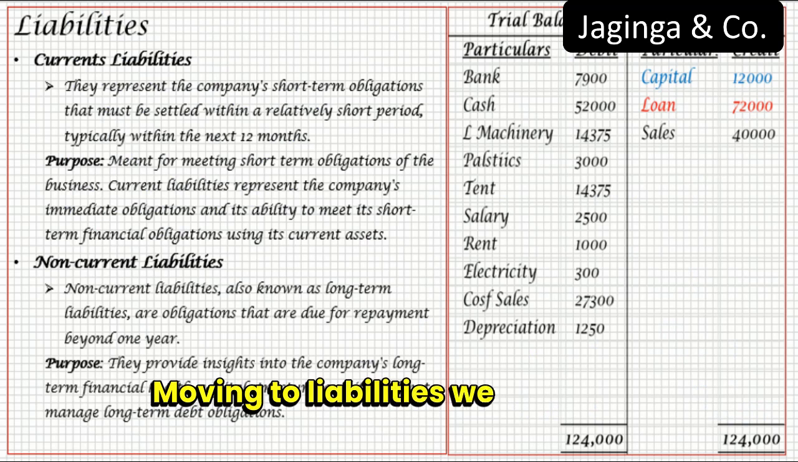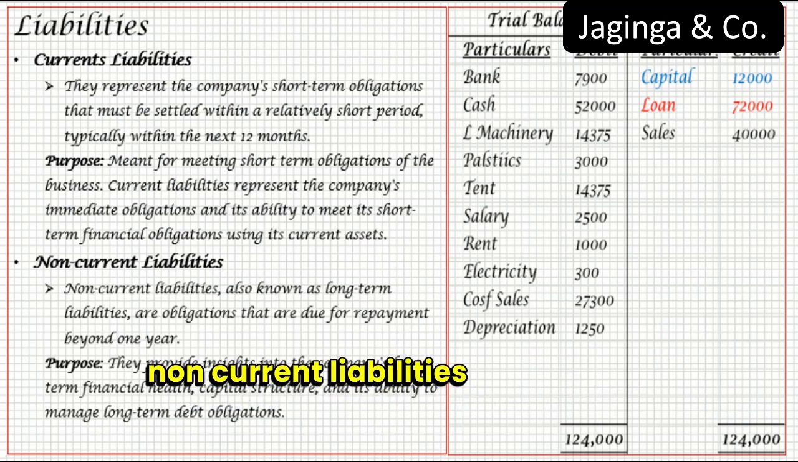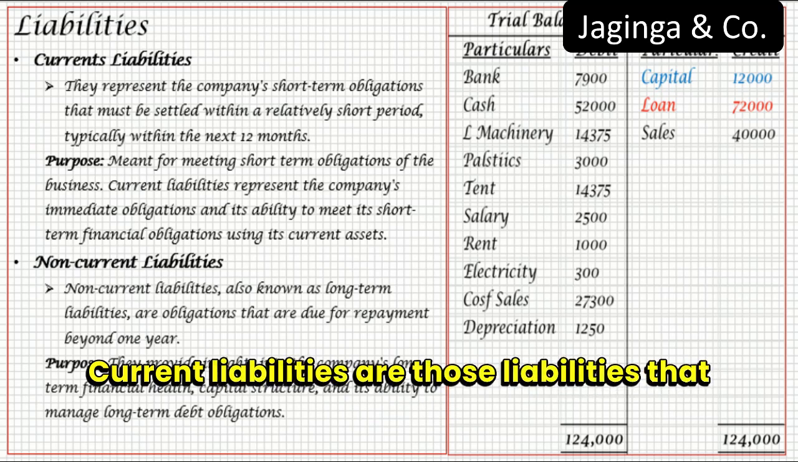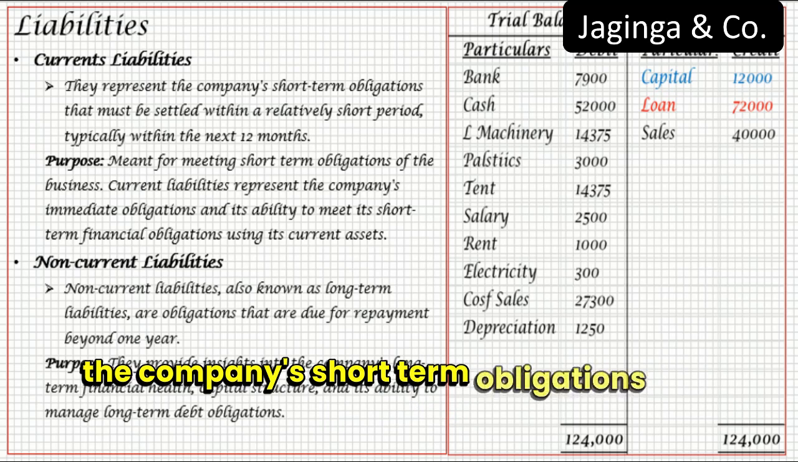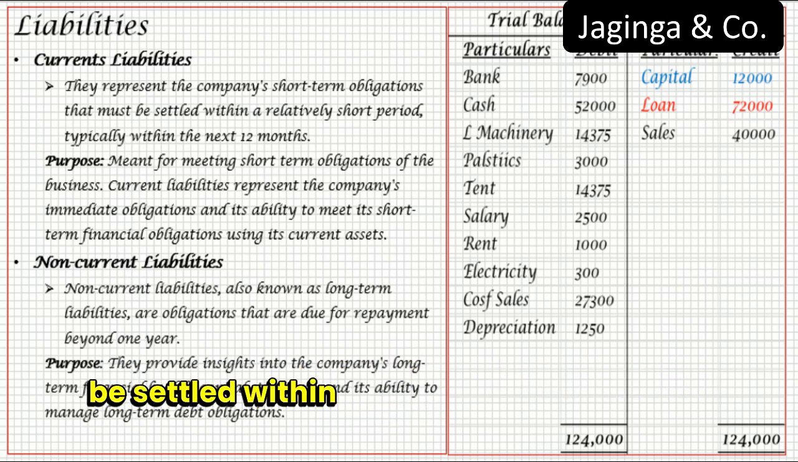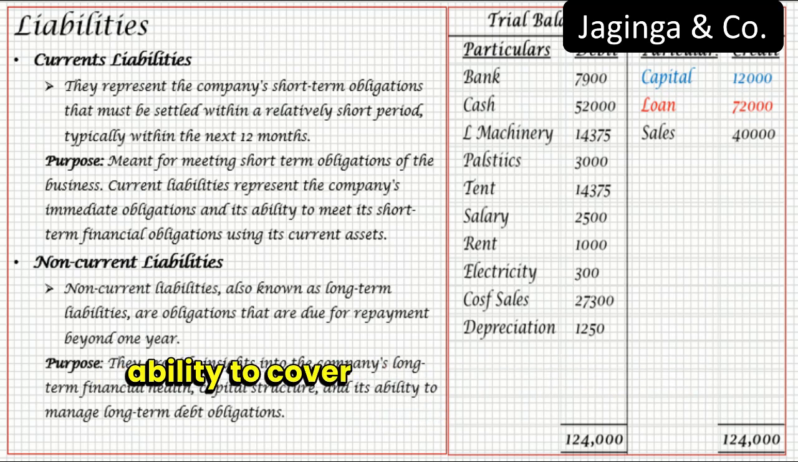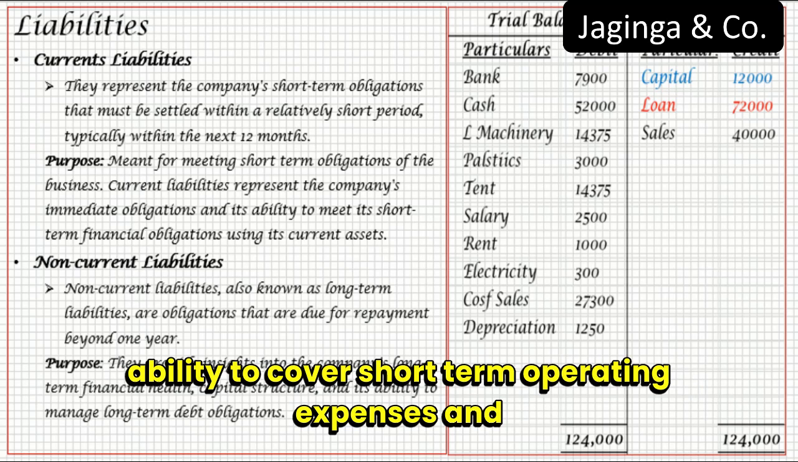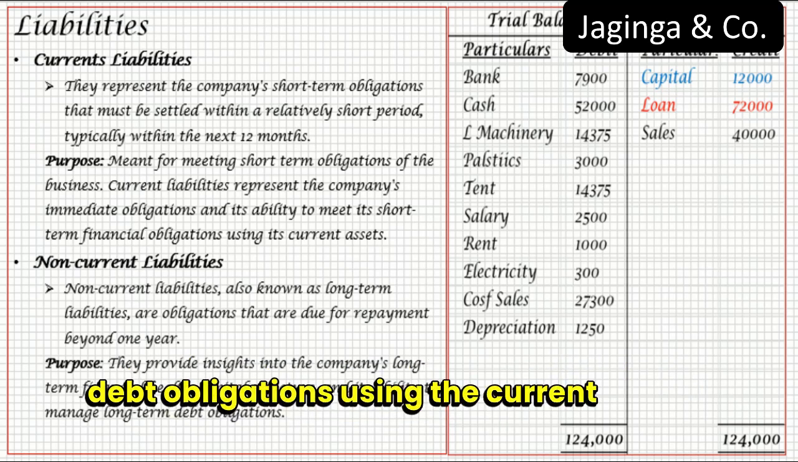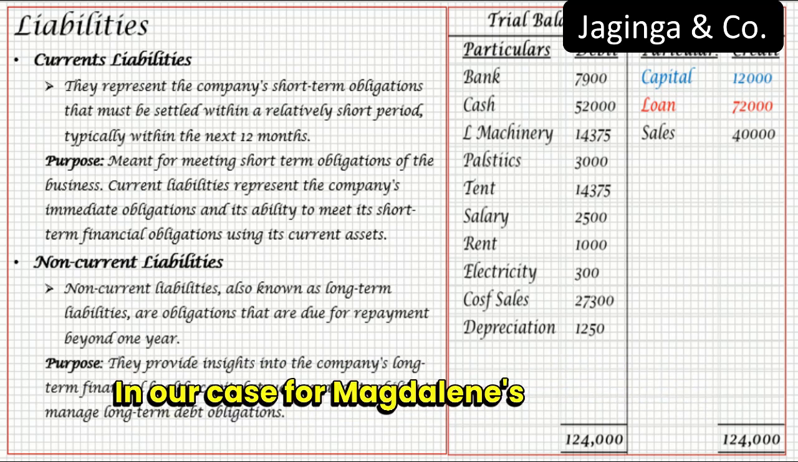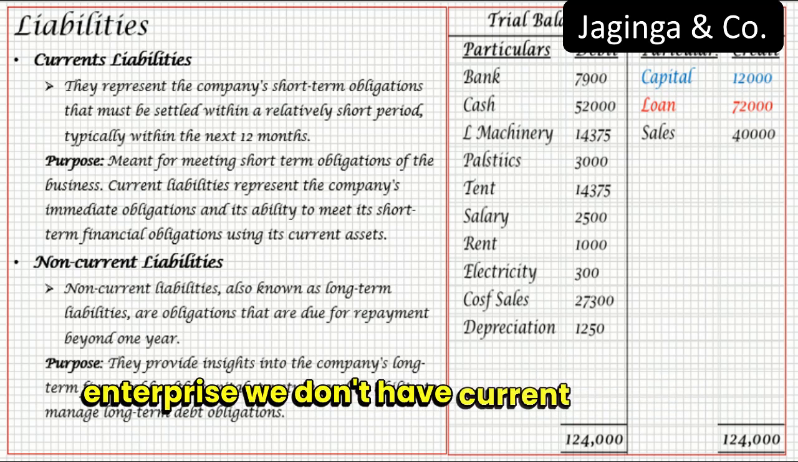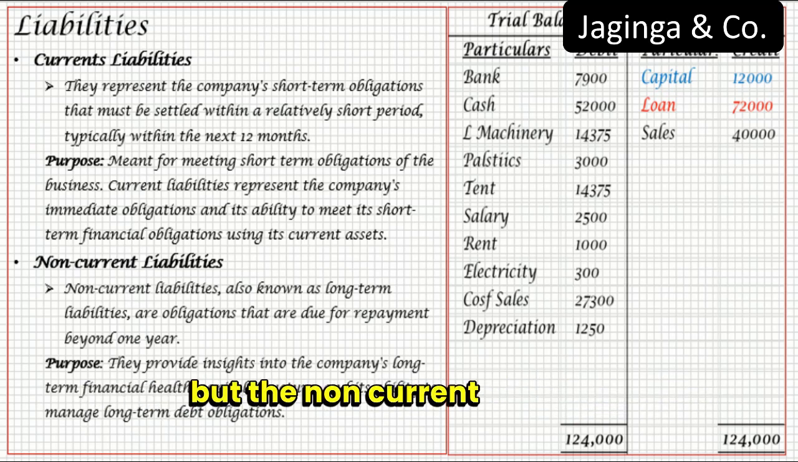Moving to liabilities, we also have non-current liabilities and current liabilities. Current liabilities are those liabilities that represent the company's short-term obligations that must be settled within a relatively short period, typically within the next 12 months. They help assess the company's liquidity and its ability to cover short-term operating expenses and debt obligations using the current assets. In our case for Magdalene's Lemonade Enterprise, we don't have current liabilities, but the non-current liability.